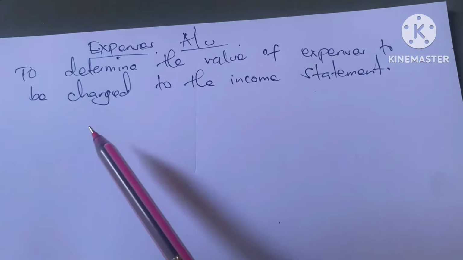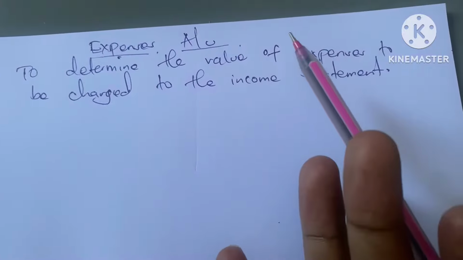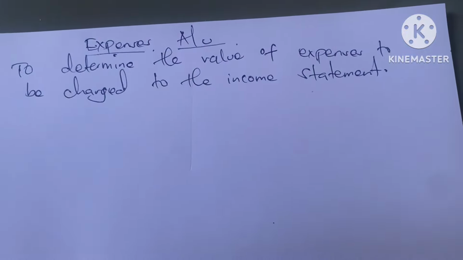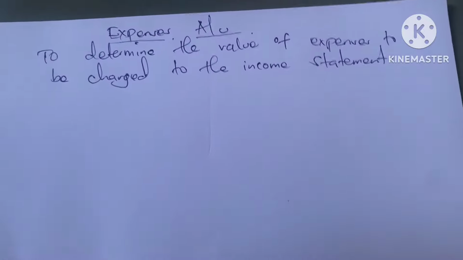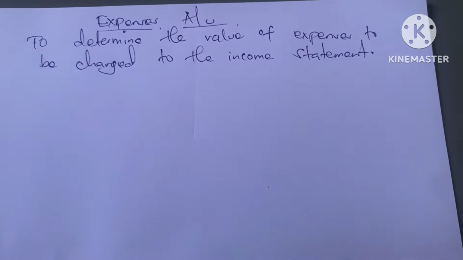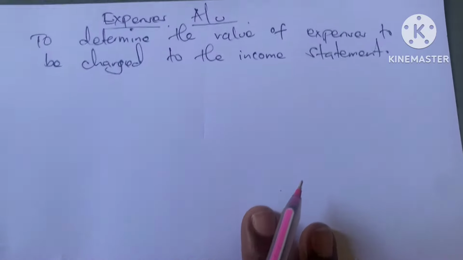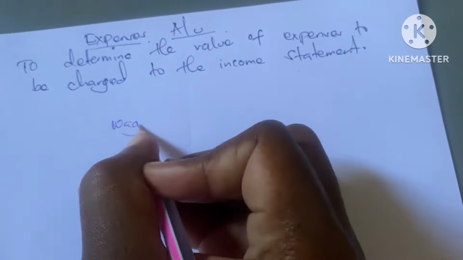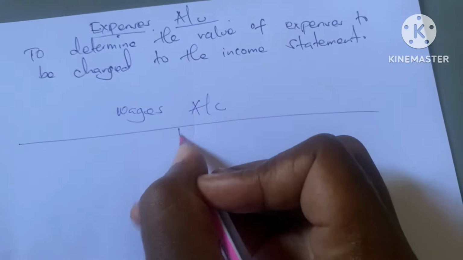But if they only give you one figure, maybe the wages that were spent during the year, you do not need to prepare the expenses account, because you just get that figure and record it in the income statement. So when you have more than one figure for an expense, you prepare the expenses account. So let's have an example. Wages account. Just an illustration, not an example.